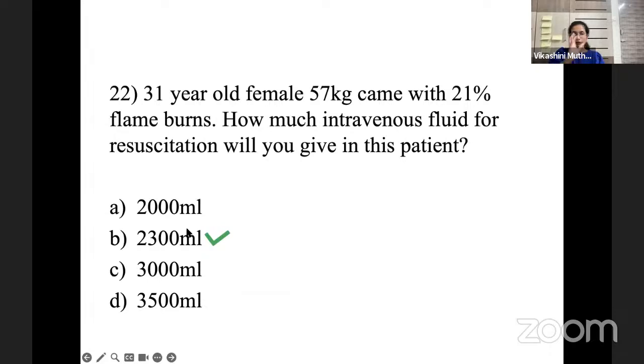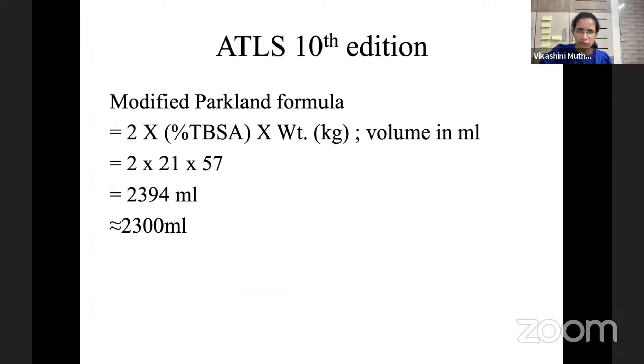So always in a calculation-based question, you just try to recall some concepts behind it before blindly applying the formula and the values in the formula. Okay, very simple. Modified Parkland formula is 2 into body surface area into weight.